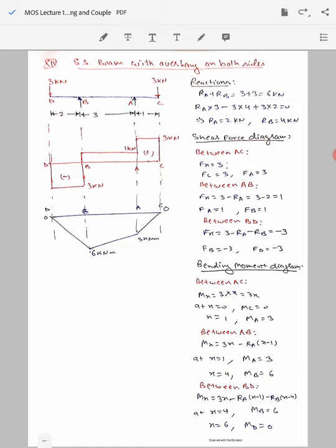We will draw the shear force diagram with the help of values that we have determined. As Fc and Fa equal 3, from C to A we get this horizontal line. Then at A the value drops to 1 kilonewton, so we get this vertical drop and reach the value of 1 kilonewton. Then up to B it remains 1 kilonewton, and at B the value drops to minus 3, a vertical drop of minus 3 kilonewton, and then it remains constant at minus 3 kilonewton. So this is our shear force diagram that we obtain from these equations.